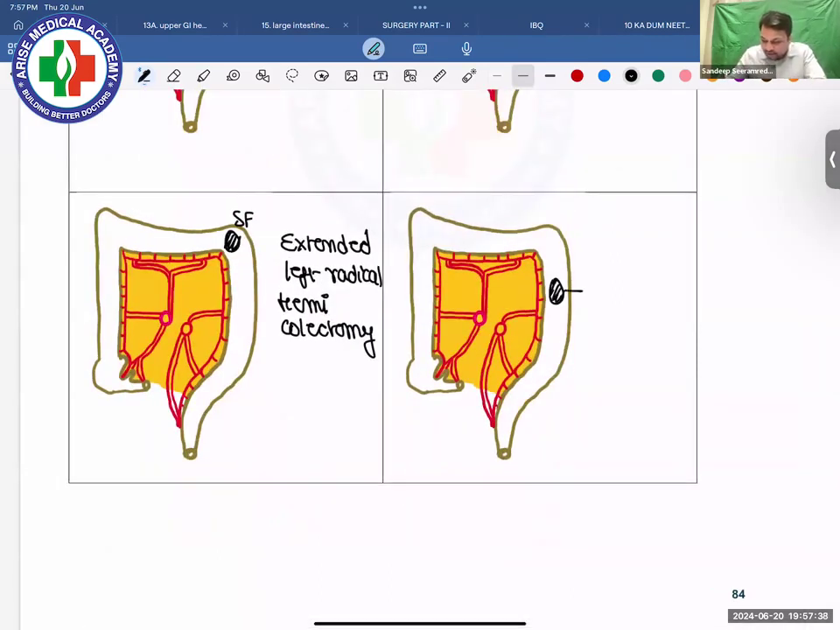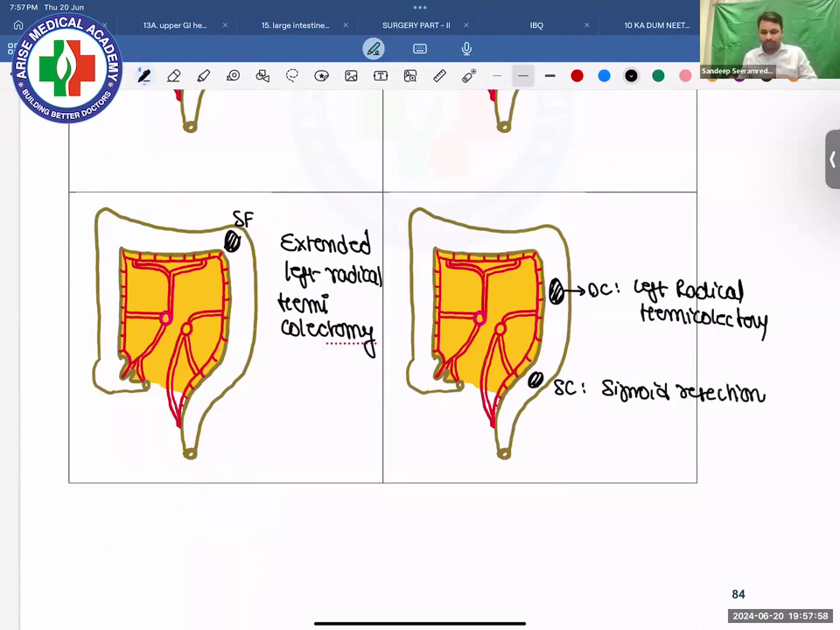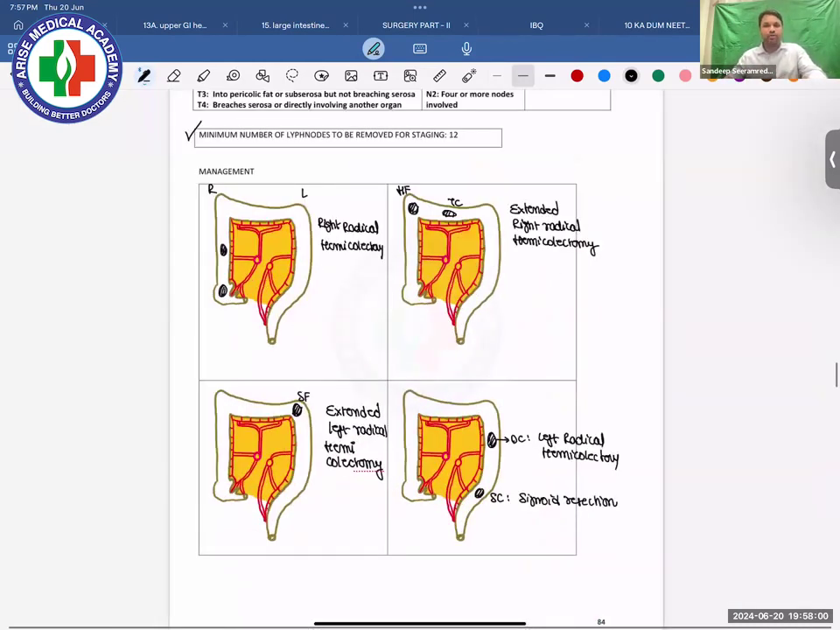If it is on the descending colon, then it is your left radical hemicolectomy. If it is on the sigmoid colon, then it is your sigmoid resection. Okay. So these are with respect to various sites and the type of surgeries that you're going to do. I've given you the resection criteria. Go through it if you have time, otherwise not important, right?